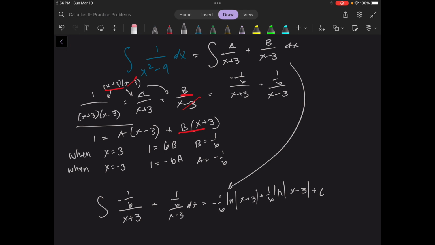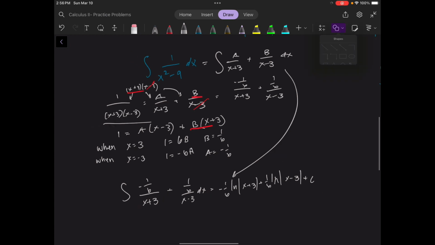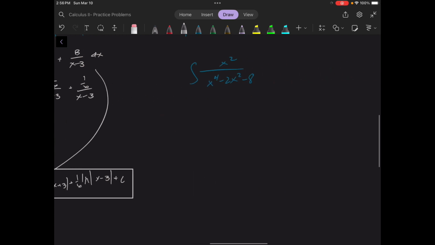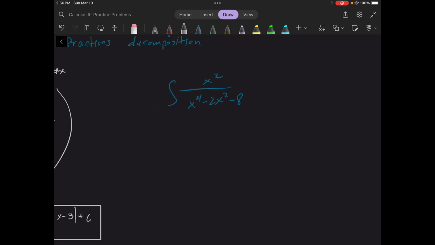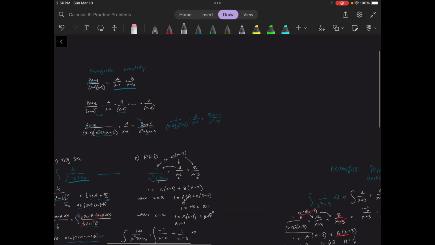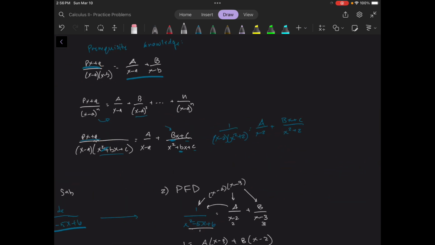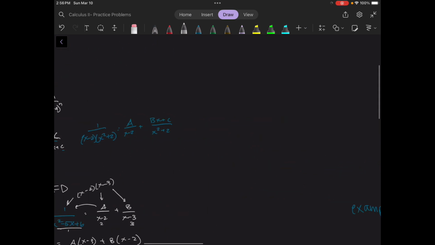And that is the final answer. You could condense it if you want, but I would just leave it like that. Okay, so now let's look at a different one. So this one I'm thinking we might have to use this third rule over here. I think we're going to have an x squared as a factor.